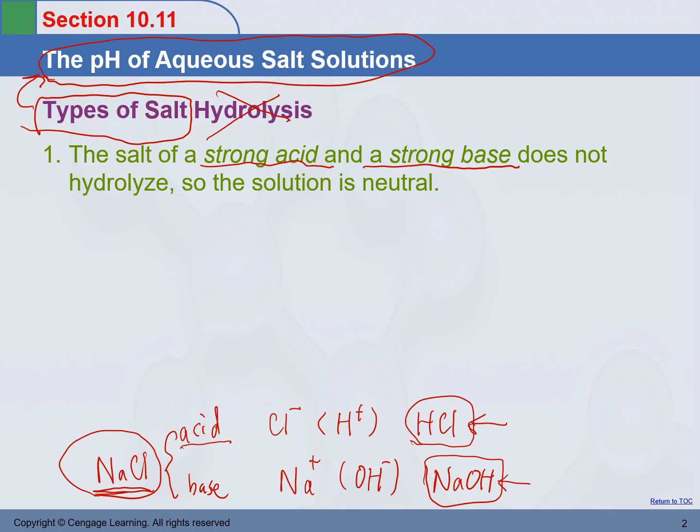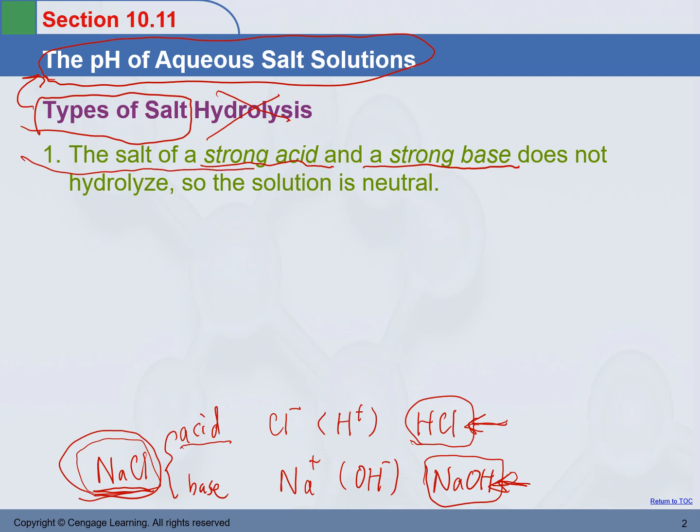Sodium hydroxide is a strong base. Again, how do you know it is a strong base? Because it is a hydroxide from column number 1A and 2A metal. Therefore, NaCl is considered a salt from a strong acid and a strong base.